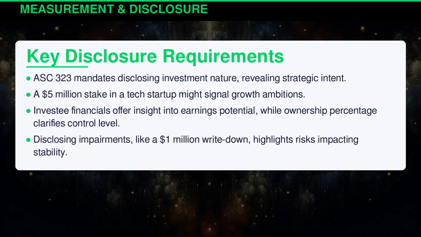ASC 323 mandates disclosing investment nature, revealing strategic intent. A $5 million stake in a tech startup might signal growth ambitions. Investee financials offer insight into earnings potential, while ownership percentage clarifies control level. Disclosing impairments like a $1 million write-down highlights risks impacting stability.